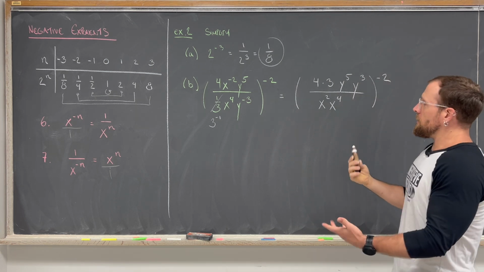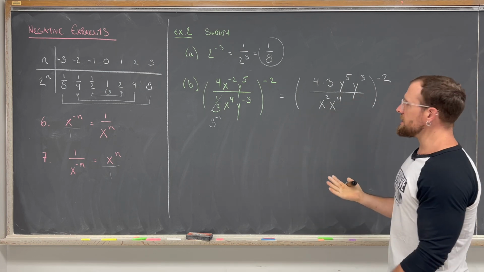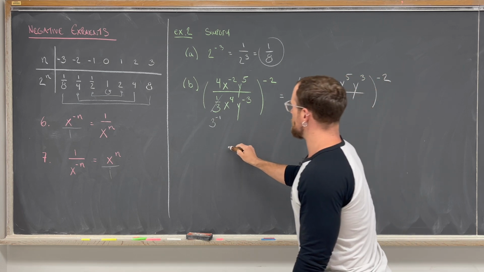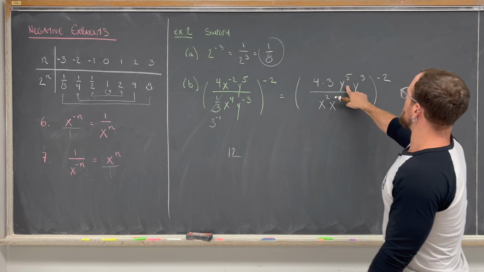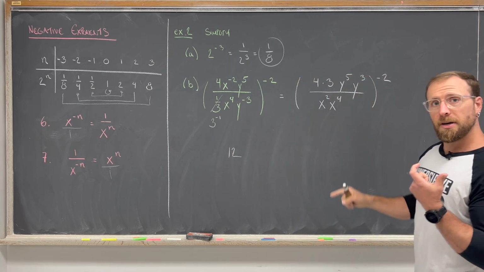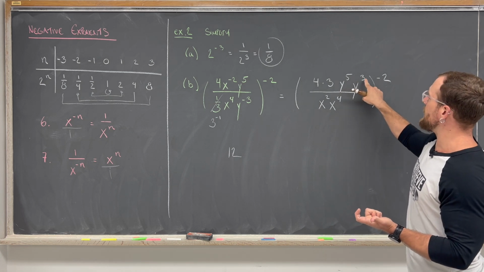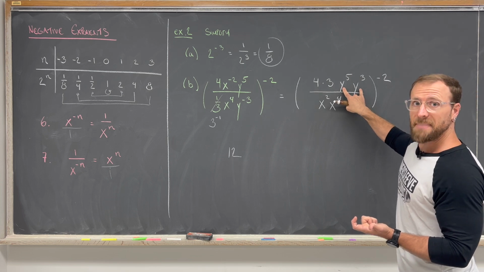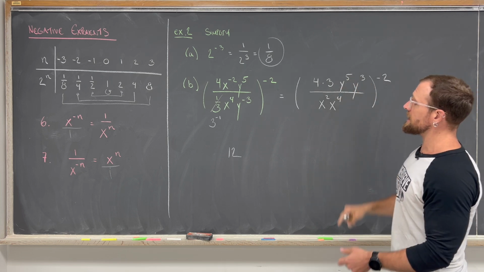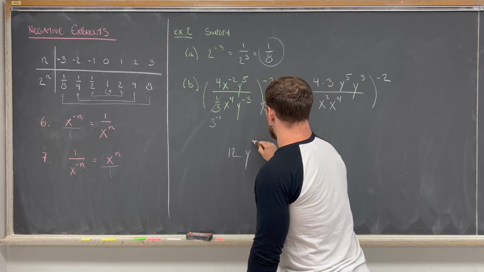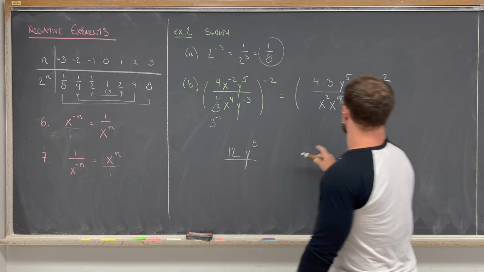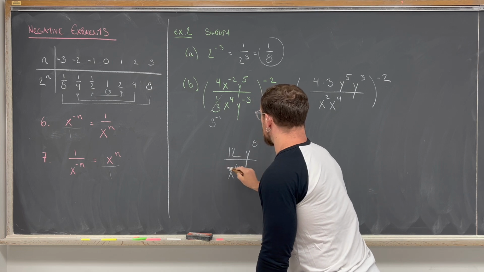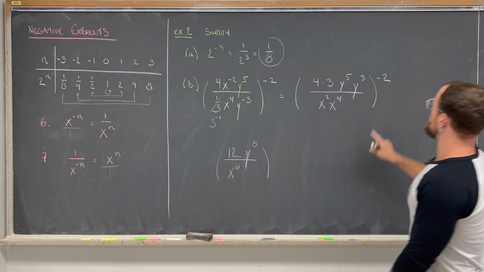Okay? Now let's just clean up what's inside the parentheses before we handle this negative 2. 4 times 3, of course, is 12. Y to the 5th times y cubed. The property for exponents that I'm using here is that I add the exponents when I have two terms with the same base being multiplied together. I add the exponents. That's a y to the 8th power. And in the bottom, I have an x to the 6th power. Again, I add the exponents. And this is being raised to the negative 2.